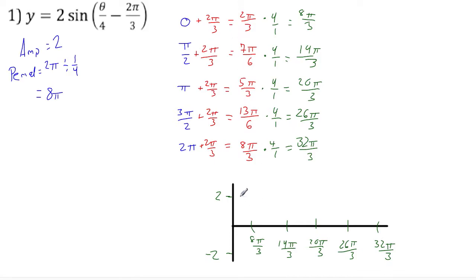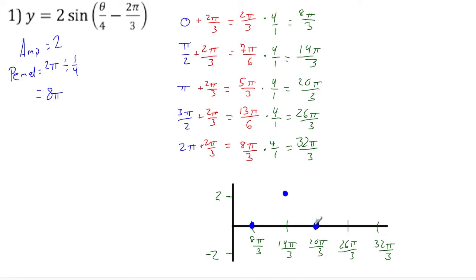So again, once I graph these, 8 pi over 3 is going to give me a 0, and the sine of 0 is 0. Note, I don't start on the y-axis. When I plug in 14 pi over 3, I divide it by 4. And then I subtract 2 pi over 3. That's like going to the left in this table, and I end up with pi over 2. Since the sine of pi over 2 is 1, I multiply that by the amplitude of 2, I get 2.